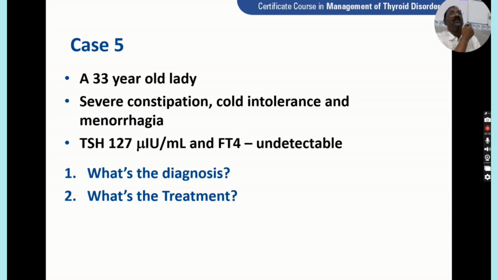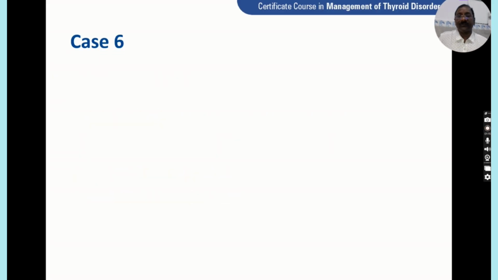Suppose the weight is 100 kgs. How much do you give? 160. Excellent. 150 is available. Give 150 once a day. Only once a day, on an empty stomach. So that's how you have to treat it. So this is a very important hypothyroidism.